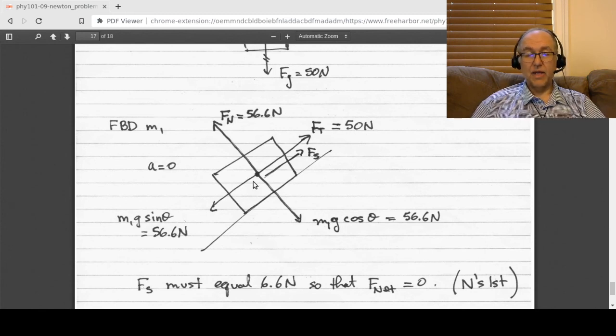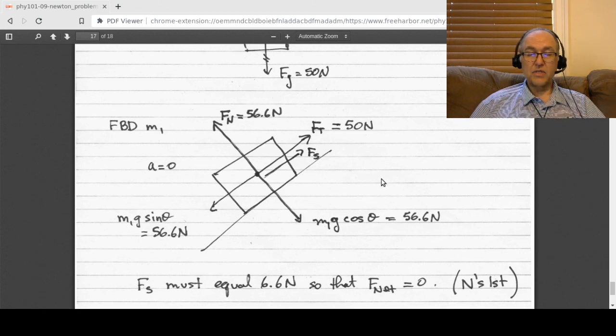We have two components for gravity. The Y component is M1 g cosine theta, and plugging in all the numbers, you'll still get 56.6. The X component is M1 g sine theta, and plugging in all the numbers, you'll also get 56.6. That didn't change from part A, so it's still the same. Now we have FT and the X and Y components of FG. The normal force has to exactly balance the Y component of the gravitational force, so that 56.6 must be balanced by that 56.6.